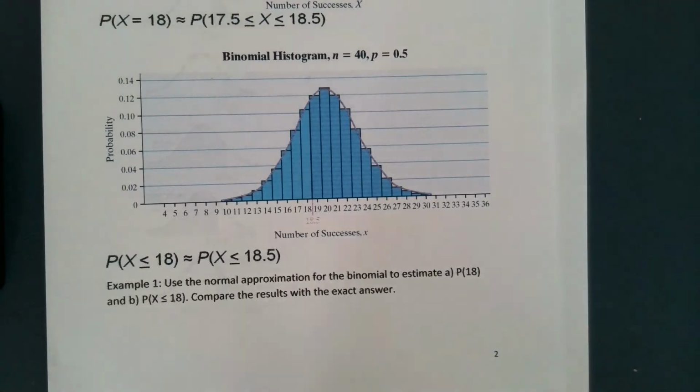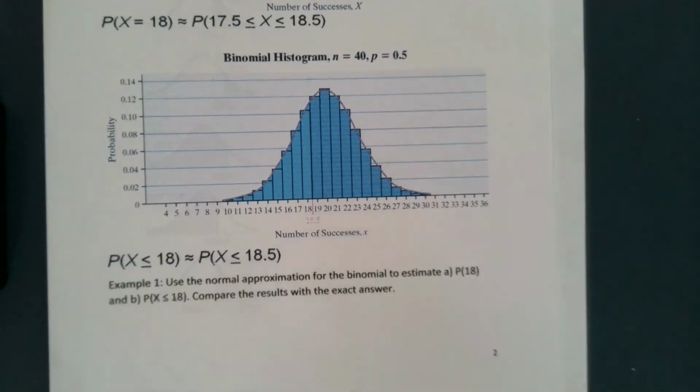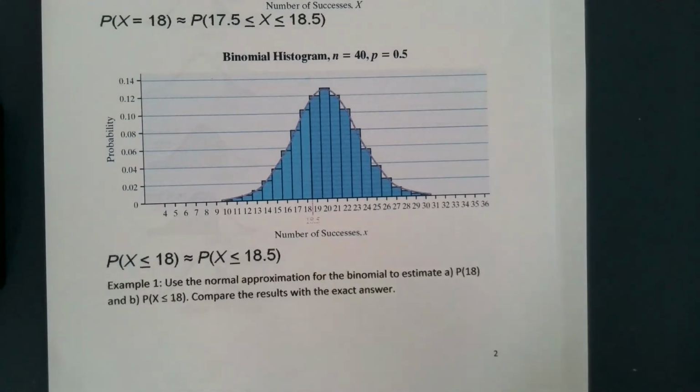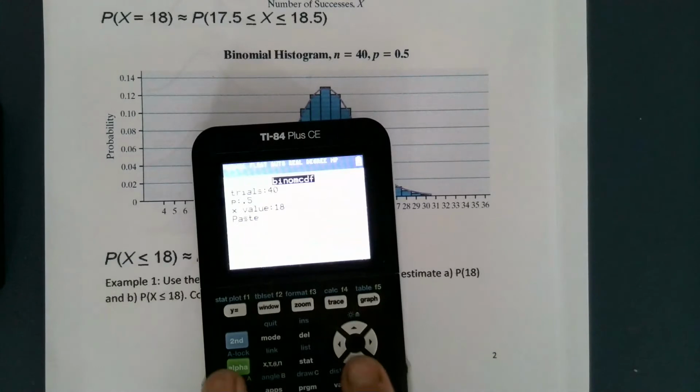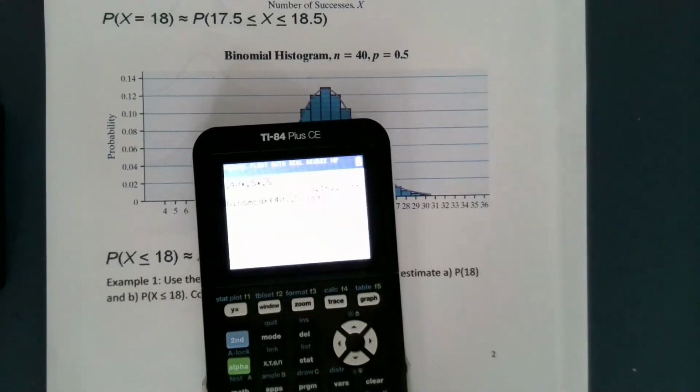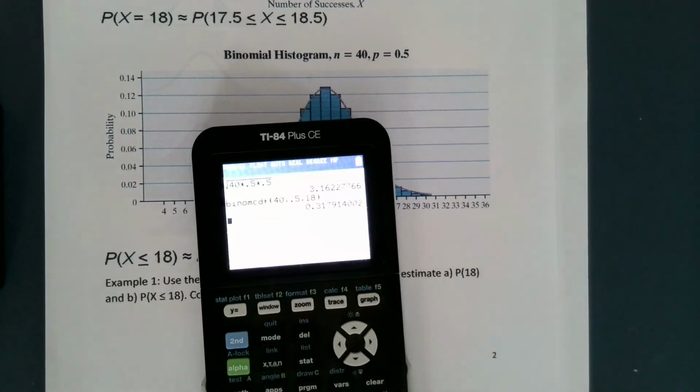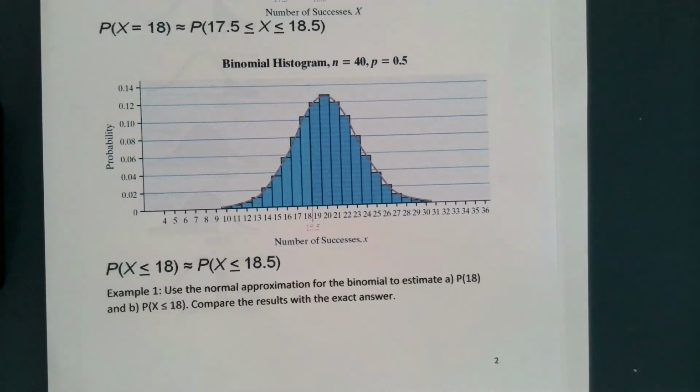For this example, let's compare the answer with the exact answer. Here's what the exact answer would be. We can use binomial CDF. The exact answer, the probability of 18 or less successes, would be 0.3179.